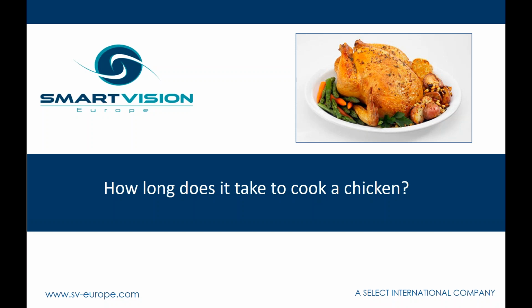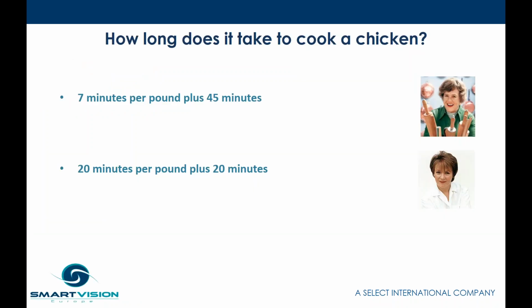They're not even aware that it is a predictive model. And this is a formula for how long it takes to cook chicken. Now, depending on what sort of chef you are and a number of other settings, if you're Julia Child, you say 7 minutes per pound plus 45 minutes. Or if you're Delia Smith, you say 20 minutes per pound plus 20 minutes.